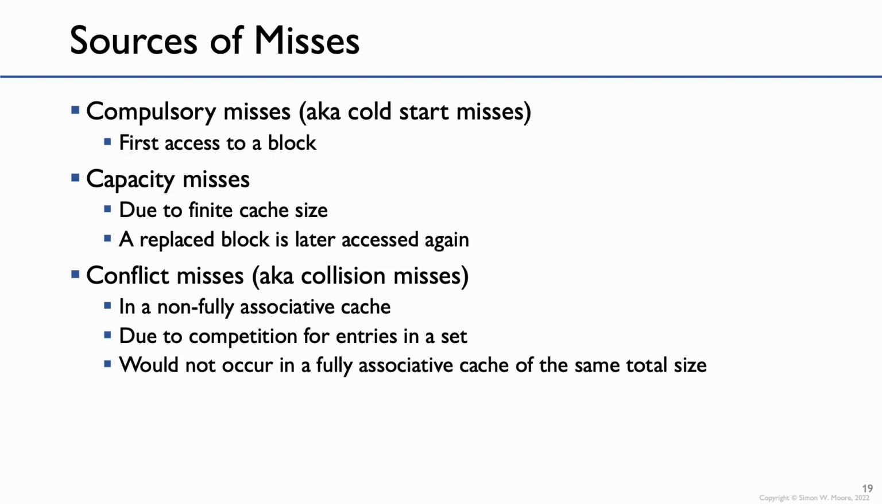And so typically we say we've got a conflict miss if it wouldn't have occurred if we had a completely fully associative cache, where you can map cache lines anywhere in the cache at all.